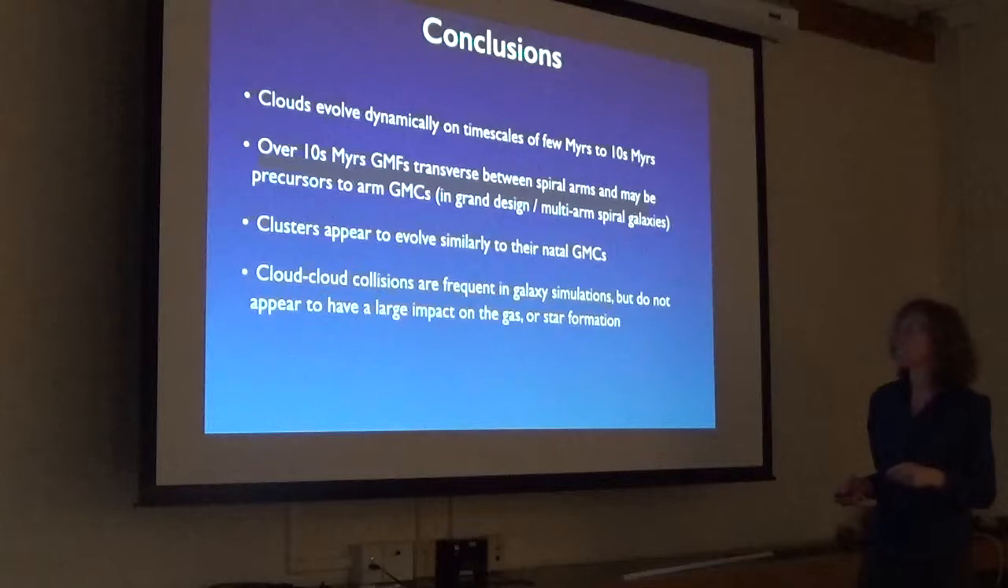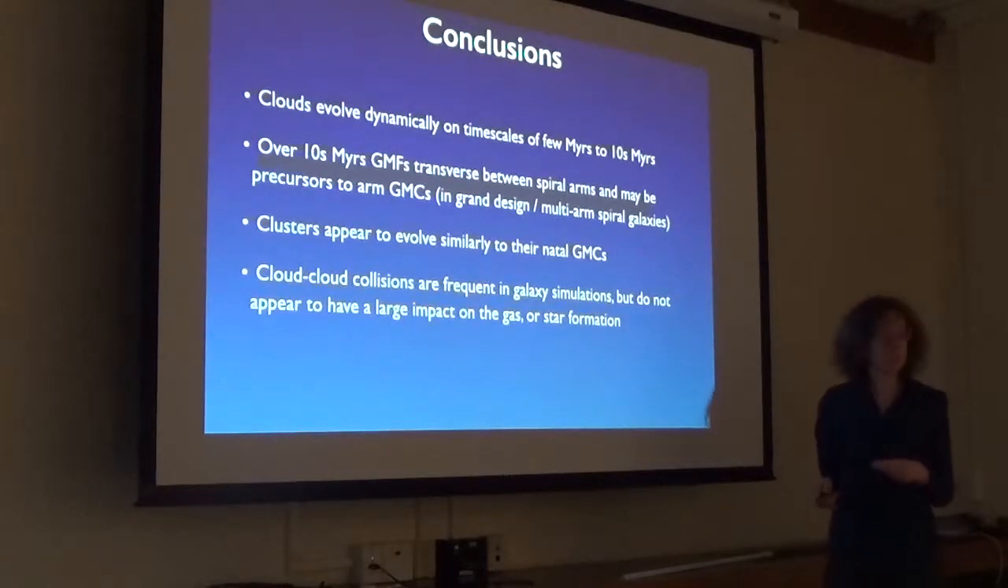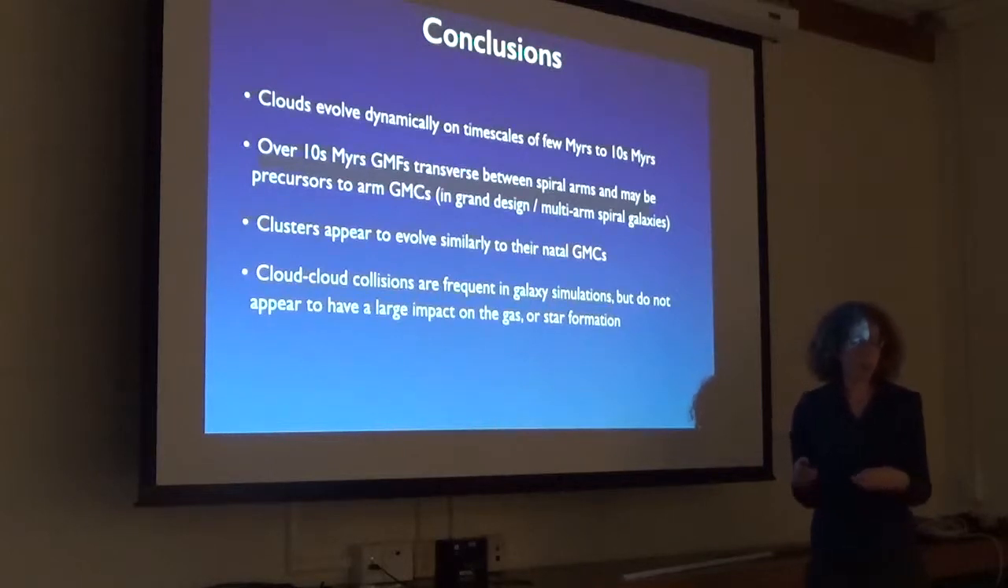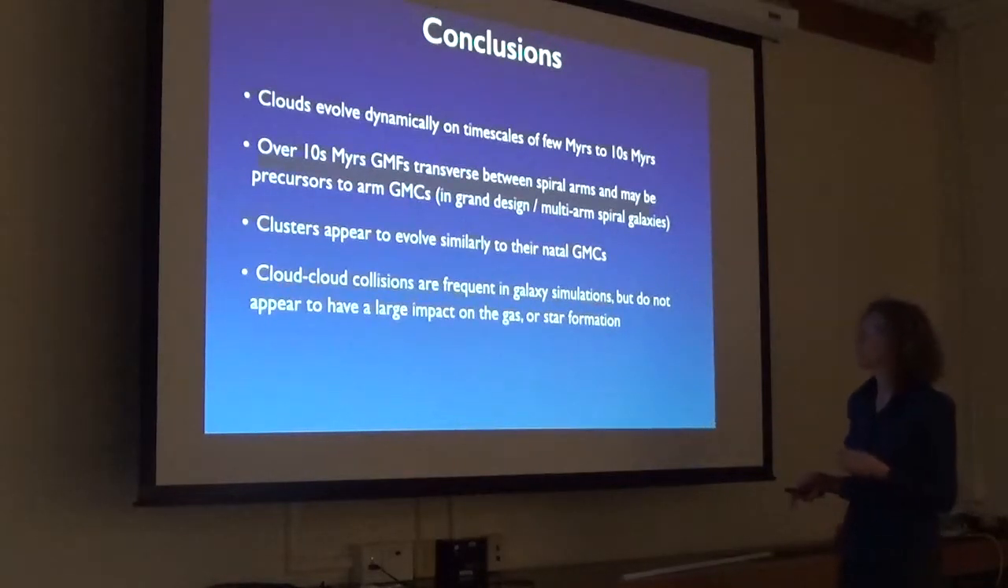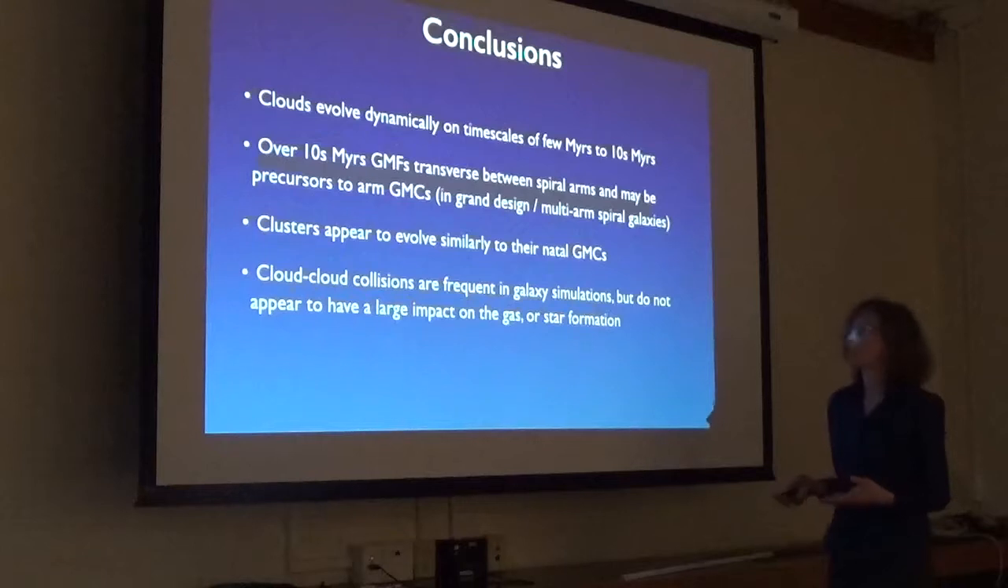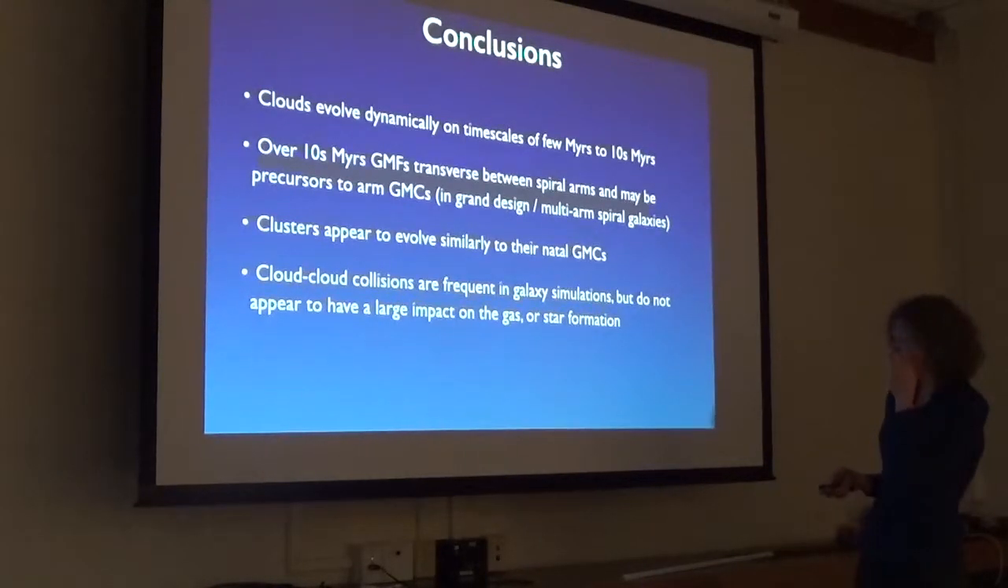The clusters seem to evolve quite similarly to the clouds. So if you have a very massive cloud that's very bound, then in the simulations that seems to produce a very massive bound cluster, whereas quite transient clouds, as you expect, just form transient associations.